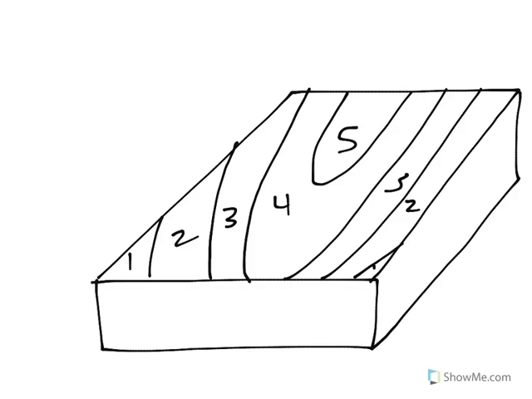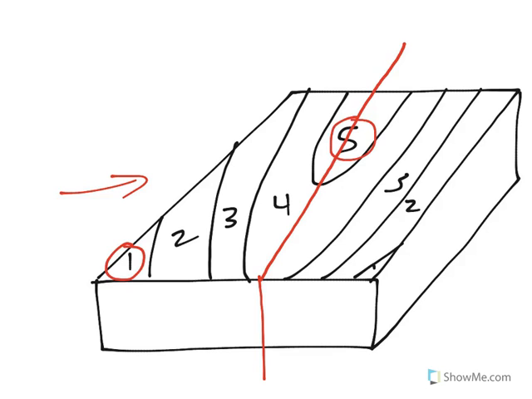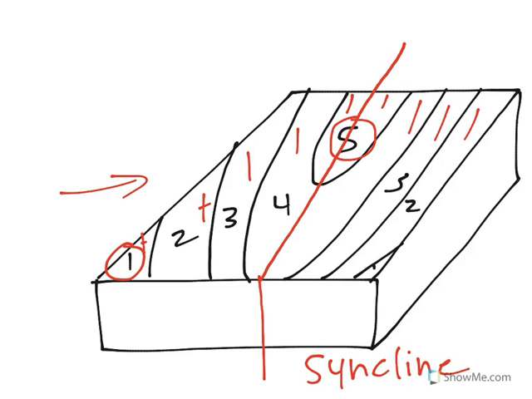Alright, here we have another plunging structure. There's my fold axis. Now I should notice here I have my younger on the outside and my older in the middle. So that tells me it is a syncline. So, strike and dips for a syncline. Remember, synclines dip towards the middle.